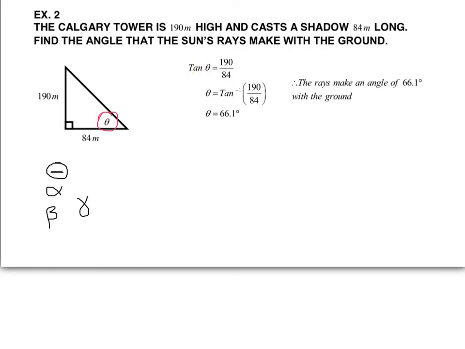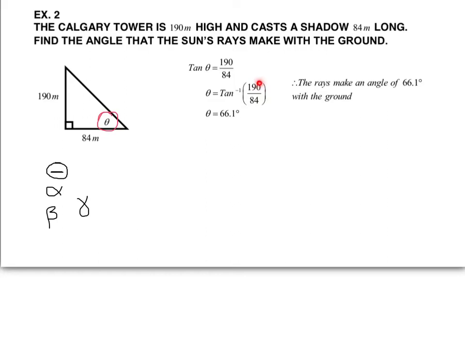Take the tan to the other side, you'll do tan inverse. Please don't say tan to the -1, we say tan inverse. And you can do this on your calculator. You just open a bracket, and then 190 divided by 84, and close the bracket. And that's great because then your calculator does all the work and it uses all the decimals.